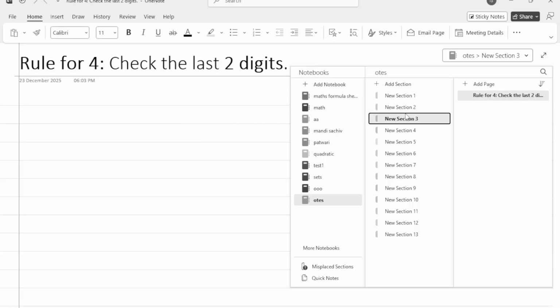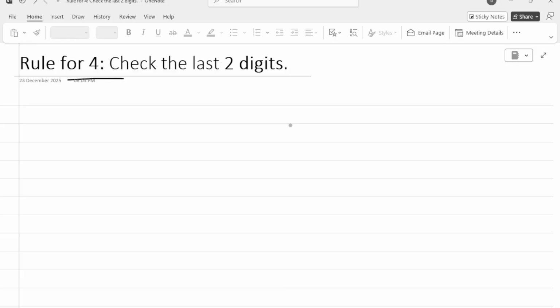Now move to the next rule, for 4. Okay, rule number 4. If the last two digits of a number are divisible by 4, the number is completely divisible by 4. For example, 824. First we take the last two digits and make sure they are divisible by 4. 24 is 4 times 6. That means 824 is also divisible by 4.